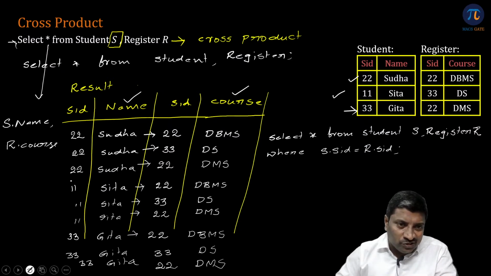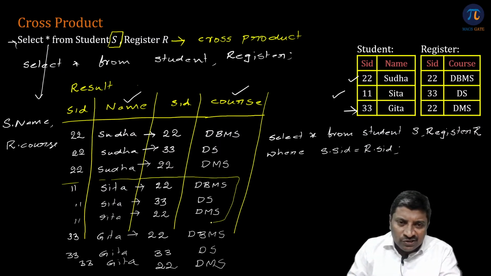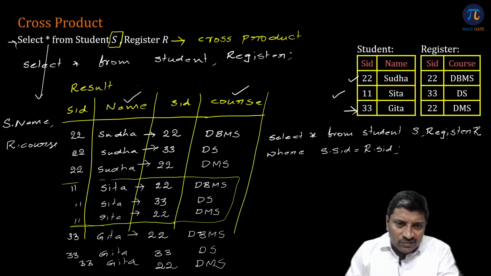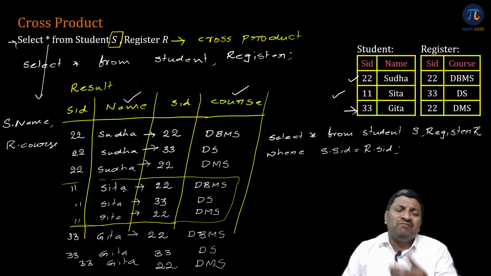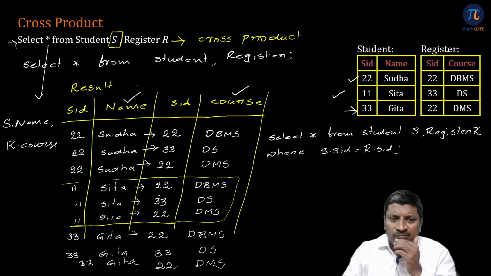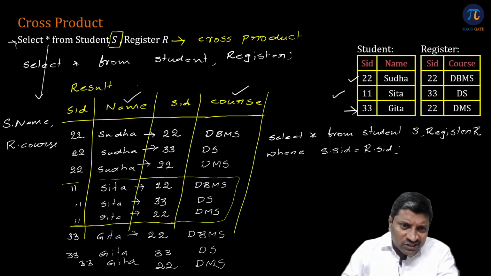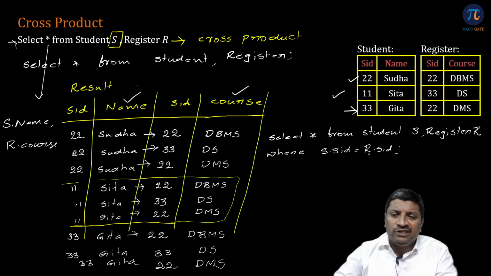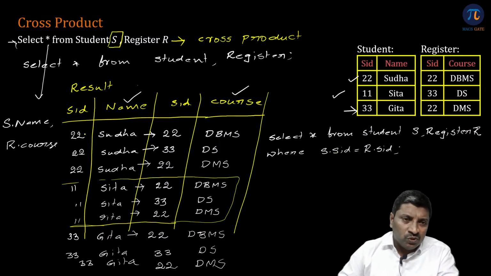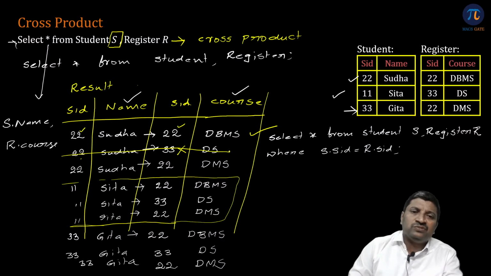Because please observe this set. 11 Sita, 22 DBMS. Why does Sita need the details of 22, sir? Why does Sita need the details of 33? Right? If there are some details about 11 Sita, then we may write it. So that's why I have taken s dot sid equal to r dot sid. So s dot sid is equal to r dot sid. So this will be there. S dot sid equal to r dot sid. It is not. So it will be struck out.